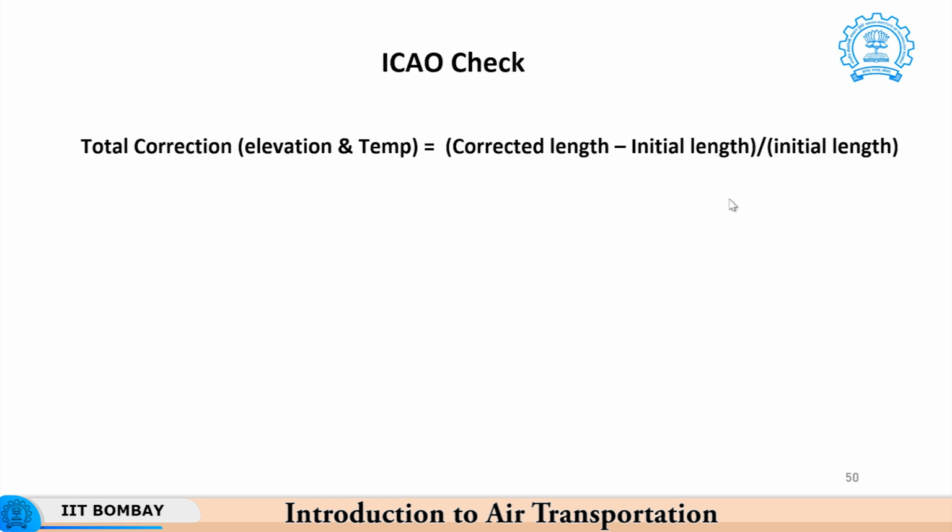Now, we have to check that this total value is not exceeding 35%. So, we look at the total correction applied and divide by the original number. This comes to be 14.4%, which is way below 35%.